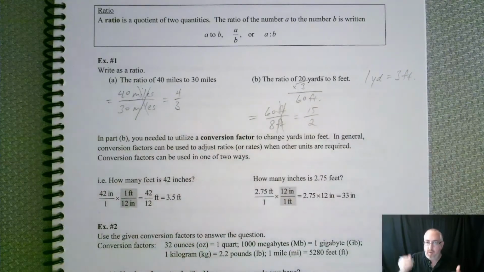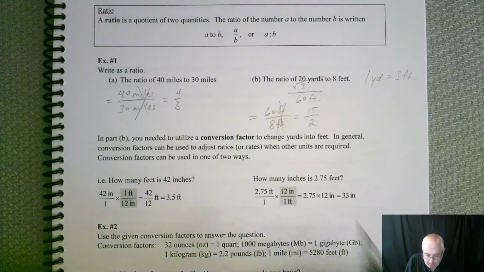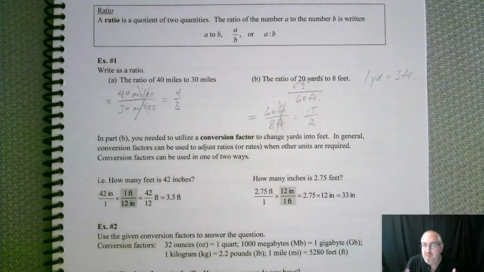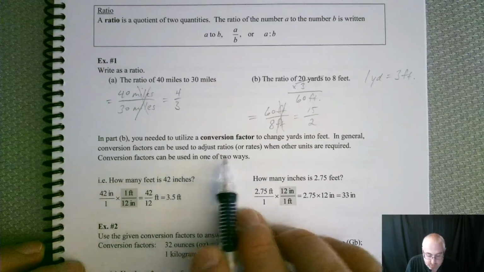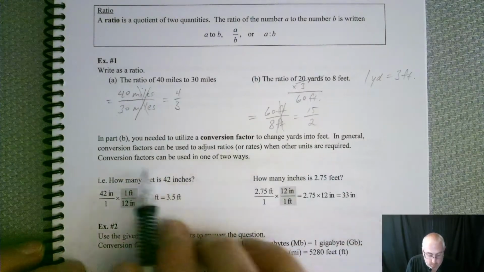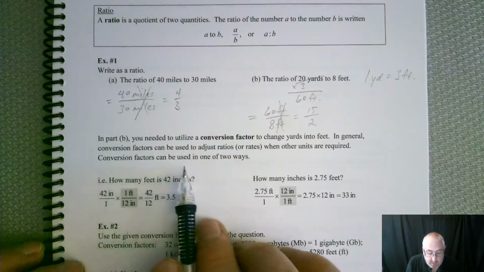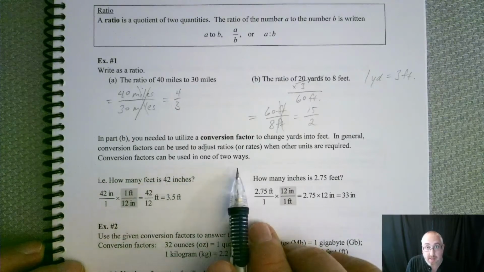But again, what's the process and how does it look mathematically? I mean, we kind of just said times it by 3, but what does it really look like? So here's what it looks like. In general, conversion factors can be used to adjust ratios or rates when other units are required. Conversion factors can be used in one of two ways.